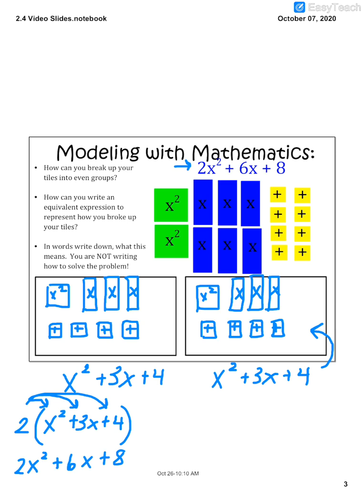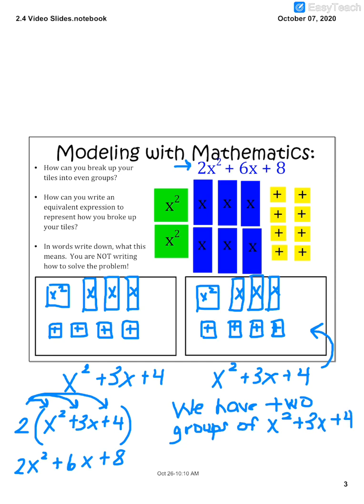Then it says, in words, write down what this means. So what did we just model with these tiles? What this means is that we have two groups of x squared plus 3x plus 4. So when you're talking about the distributive property, the number on the outside tells you how many groups you have of whatever is on the inside of the parentheses.